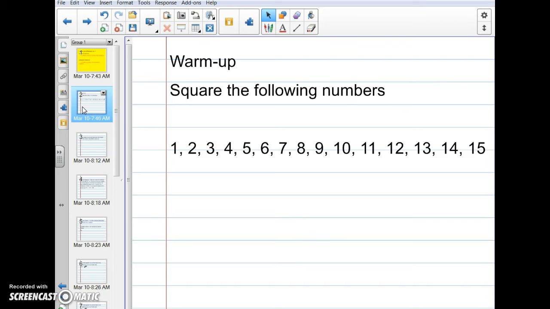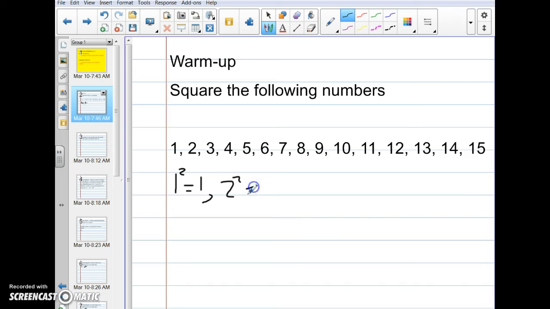So I have one for you, and it's square the following numbers. So I have 1 through 15. I'll do a few of them for you, but I do expect you to do the rest. So 1 squared is equal to 1. 2 squared, well, that's going to be equal to 4. And then we have 3 squared is equal to 9. And then basically you're going to do that for the rest of this list here.